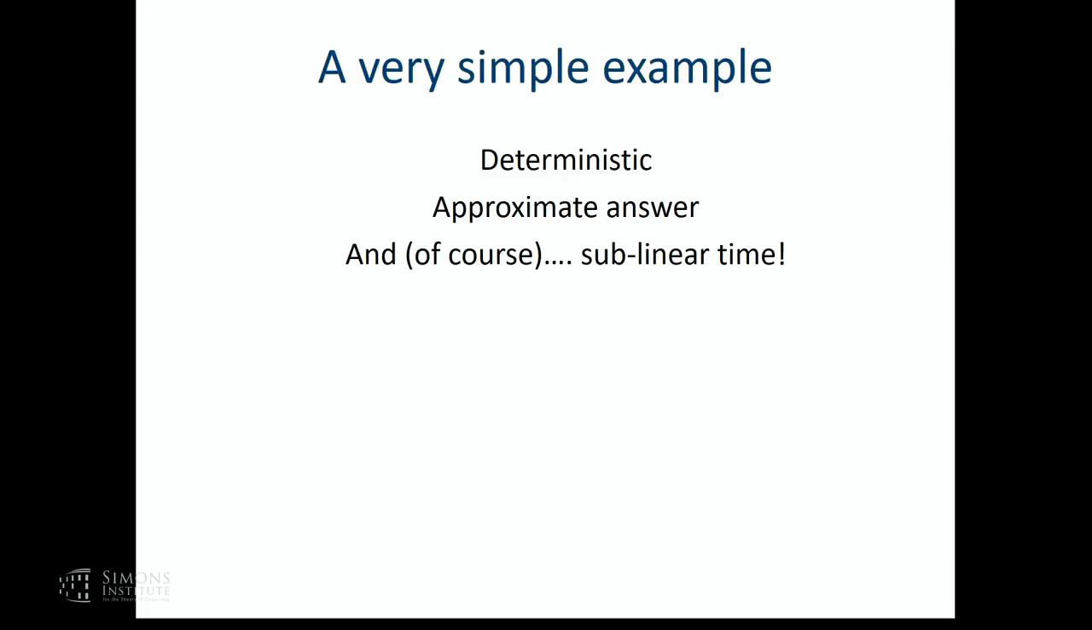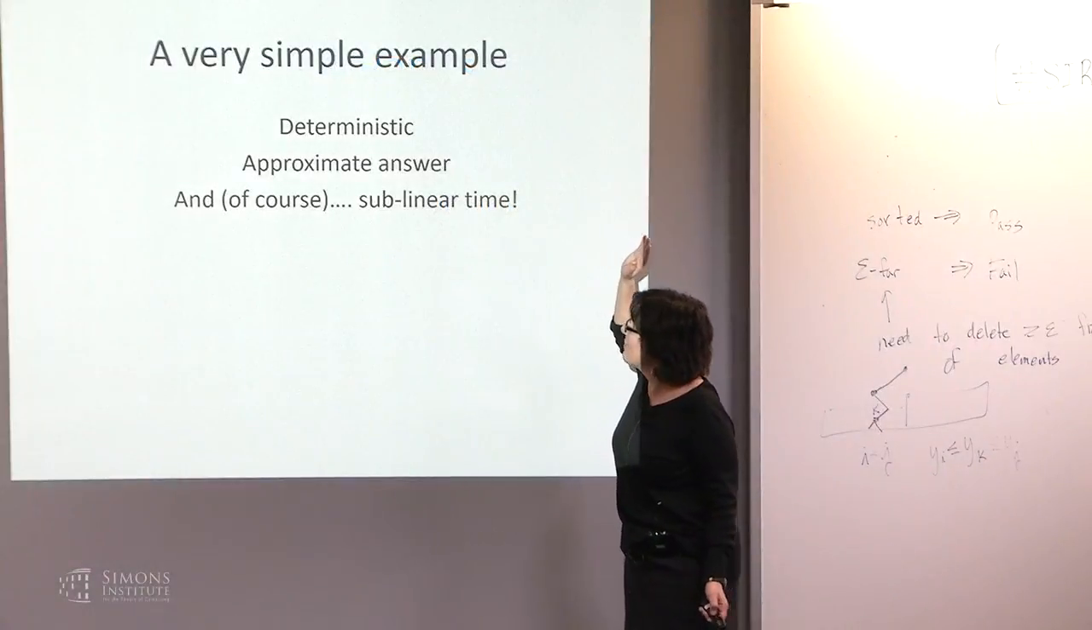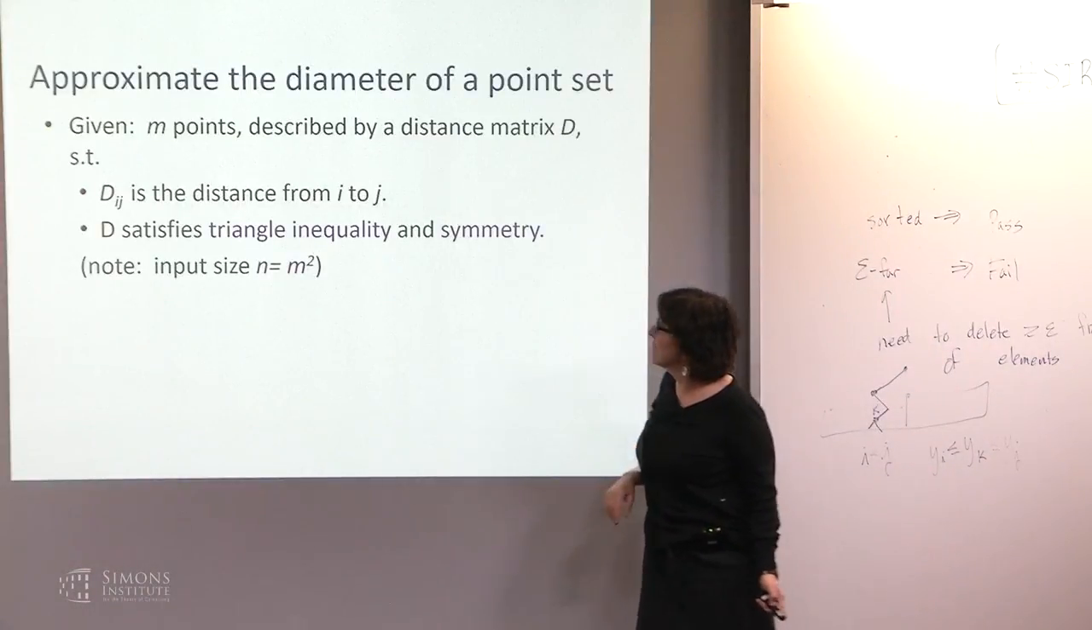I'm going to give a very simple example just to see. It's actually the one example I know of a sublinear time deterministic approximation algorithm. The rest are all randomized. And we're going to get an approximate answer. And of course, it's sublinear time.